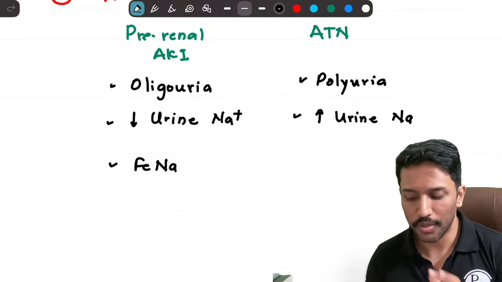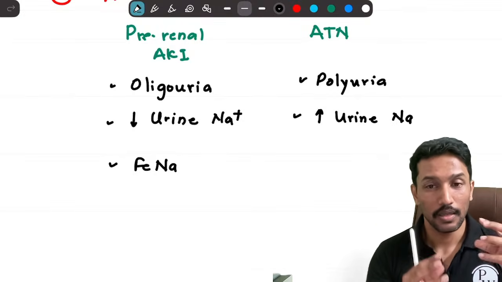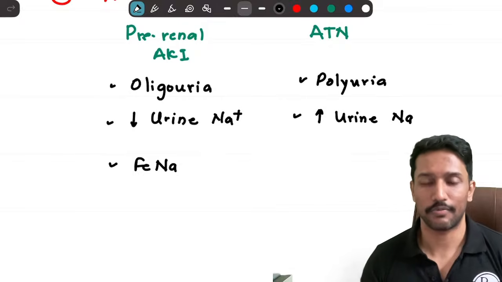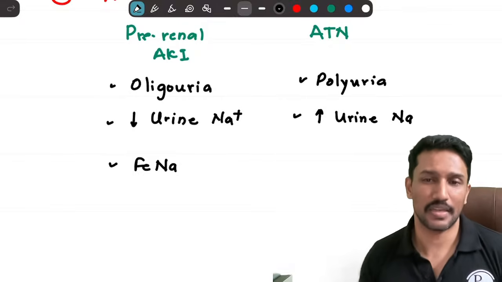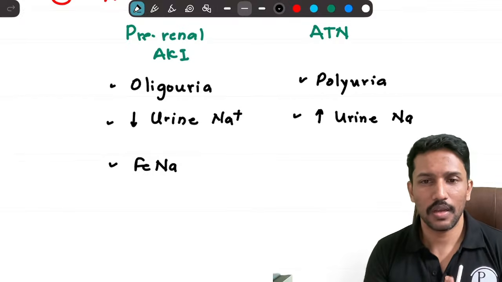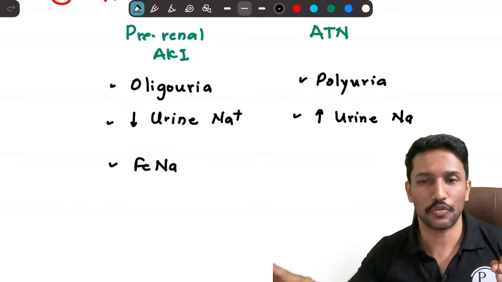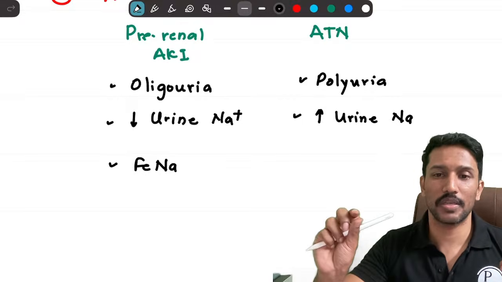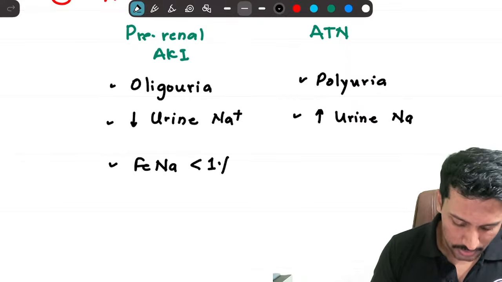Okay. Without going into the formula, let us understand conceptually what this FENa is. It is the amount of sodium presented to the nephron, and out of it, what percentage of sodium gets excreted. In prerenal AKI, aldosterone is activated, so we absorb most of the sodium and do not excrete much. The percentage of sodium excreted is less, generally less than 1%.